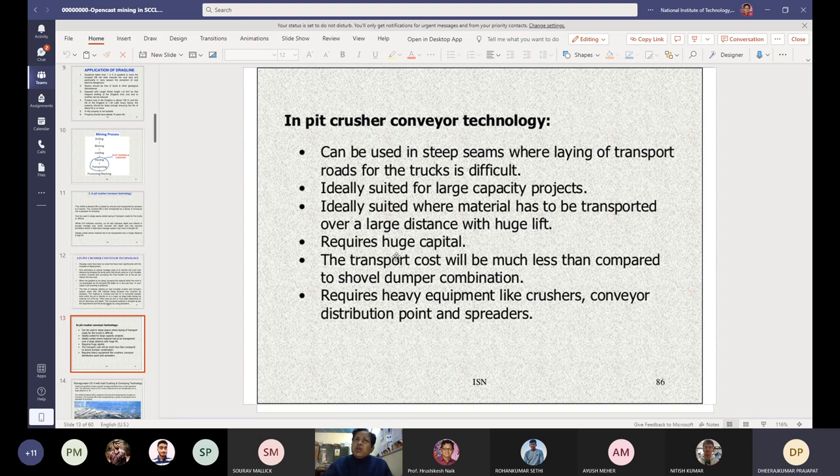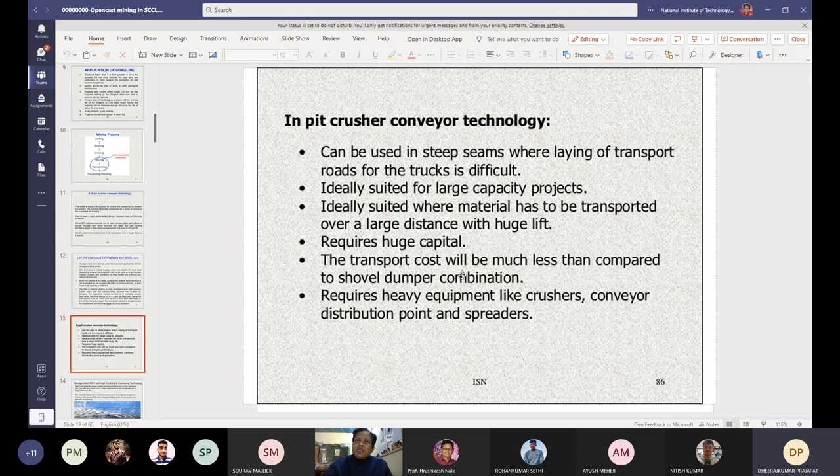And also, the other aspect of in-pit crushing conveying technology is that a belt conveyor system requires huge capital investment. That is why the deposit should be very big. The deposit should be very big. Life of the mine should be very long. Then only you can invest the capital for laying of the belt conveyor system and for purchase of the crusher.